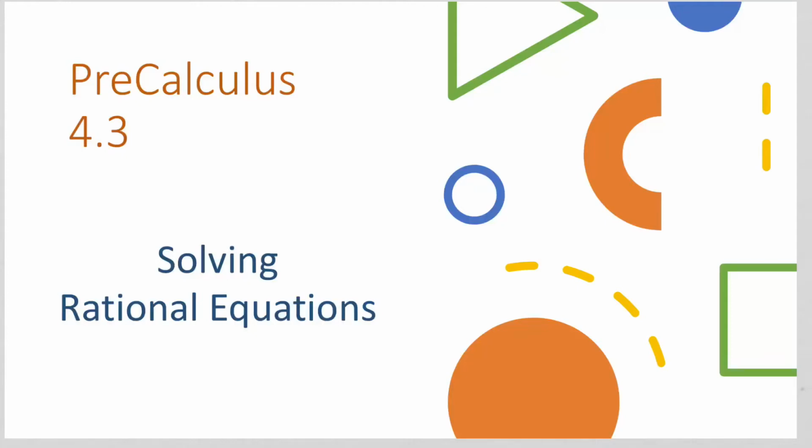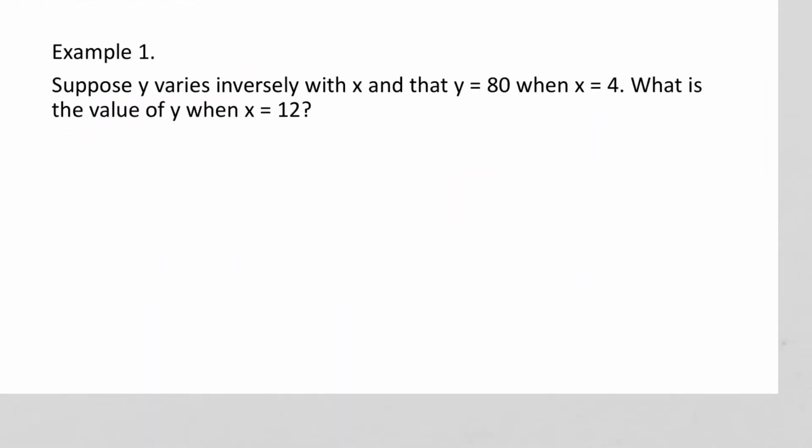Welcome to the lecture for Pre-Calculus Section 4.3 on solving rational equations. The first thing we're going to talk about is your classic inverse variation problem, because this is a problem that gives you variables in the denominator, which after all is what a rational equation has.